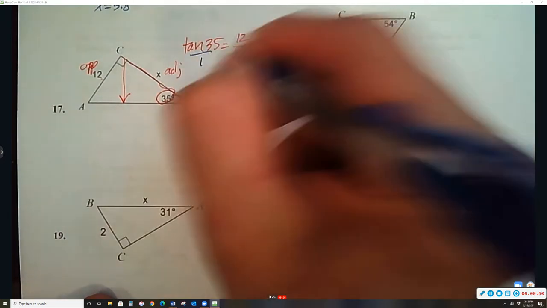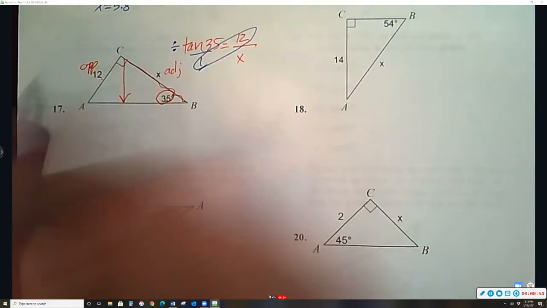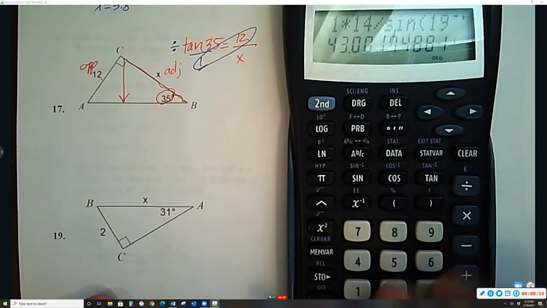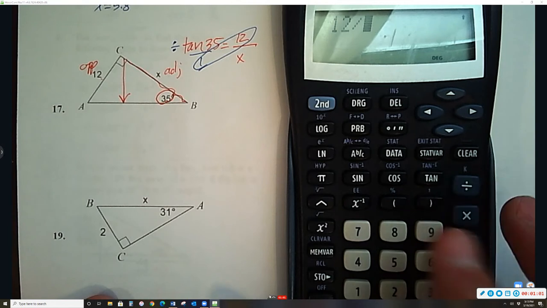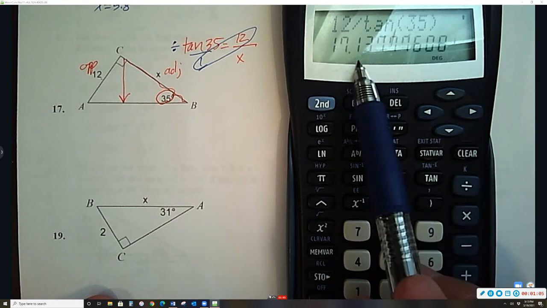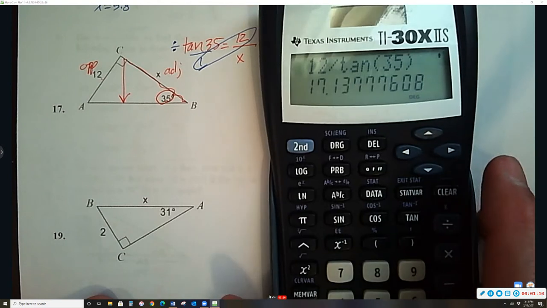Put a 1 under here. Cross multiply 1 times 12 and divide by tangent of 35. And when you cross multiply 1 times 12, that's just 12. So I'm just going to write 12 divided by tangent of 35 degrees. And we get 17.1.